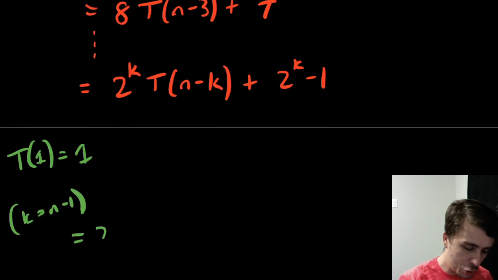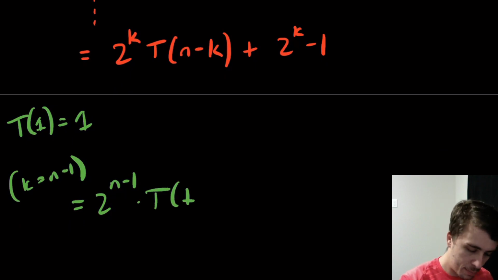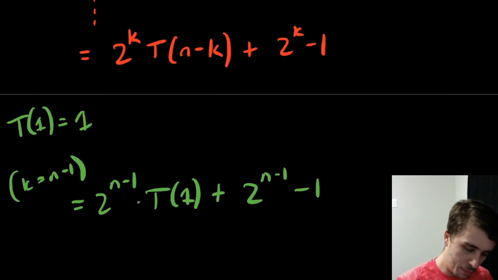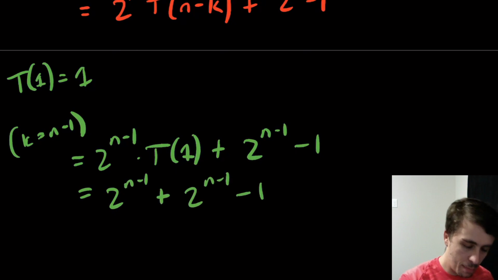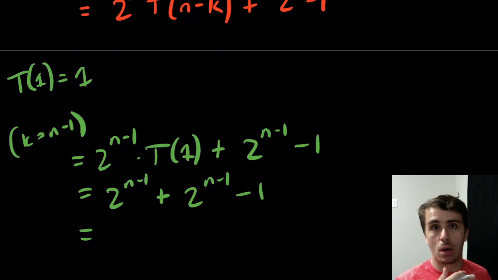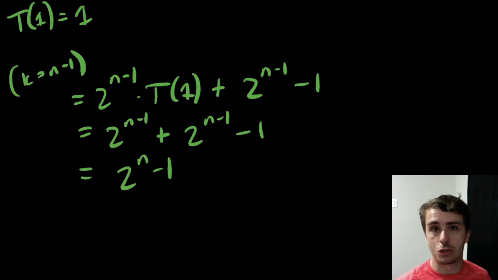Then that means we have 2 to the power n minus 1 times t of 1, because we're just substituting k equals n minus 1 up here, plus 2 to the power n minus 1 minus 1. Okay, so then what do we get here? Well, t of 1 is just 1. So 2 to the n minus 1 plus 2 to the n minus 1 minus 1 is what we get. And if we add 2 powers of 2 that are the same power, then we're going to get the power more than that. So this will actually give us 2 to the power n minus 1 steps.